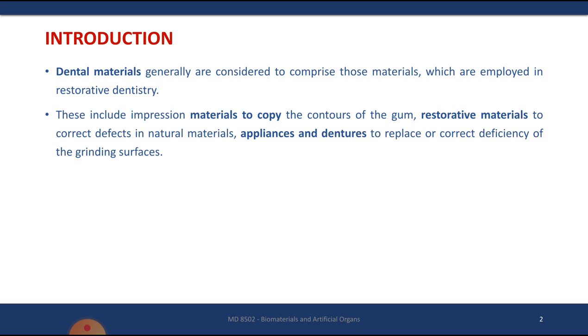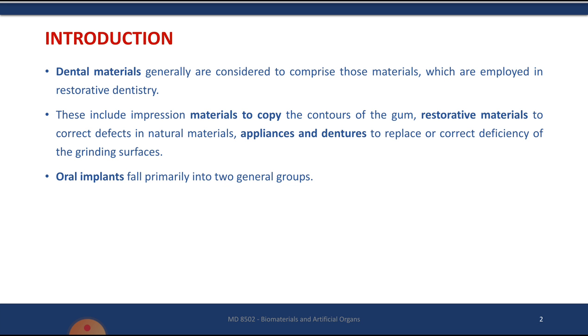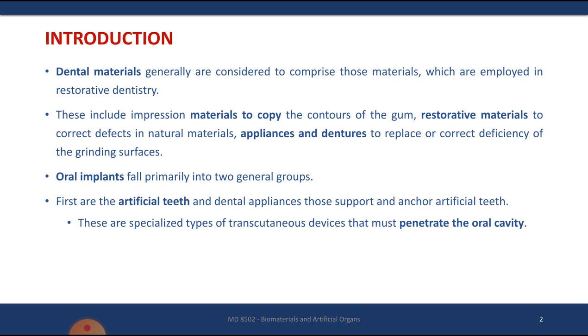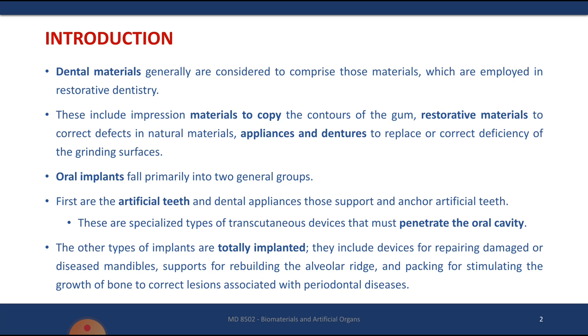So the oral implants can be classified into two groups. First group is artificial teeth, where they replace the whole tooth and put an artificial tooth, which is mainly kept by penetrating the oral cavity. So that is the first group. Second one is totally implanted, which is placed inside the oral cavity, like the root itself is replaced and the implant will be placed. So that is the second type.